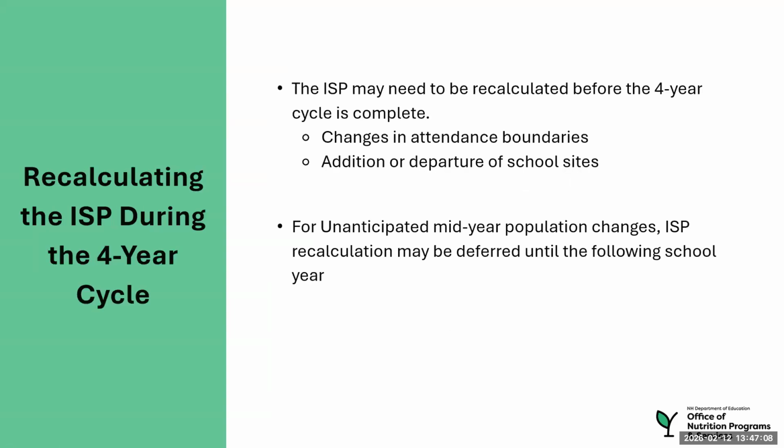So the ISP may need to be recalculated before the 4-year cycle is complete if there are any changes in attendance boundaries, addition or departure of school sites. And if there are any unanticipated mid-year population changes, the ISP recalculation may be deferred until the following school year.